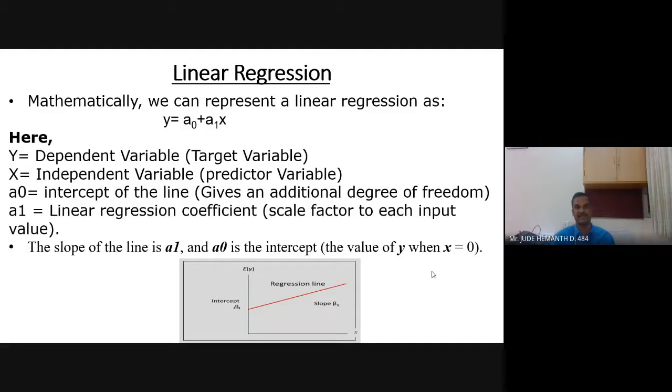So logically, I'm saying a0 plus a1x, but you can also say that a linear regression model or hypothesis is always represented by a line. Y is equal to mx plus c. Here, instead of m and c, I have given y is equal to a0 plus a1x. So only two variables. Don't think we have many variables. What are they? Y and x. One is the dependent variable and the other one is the independent variable.